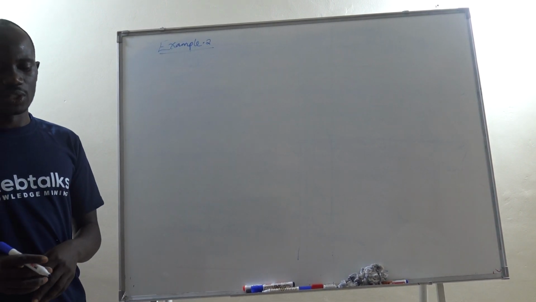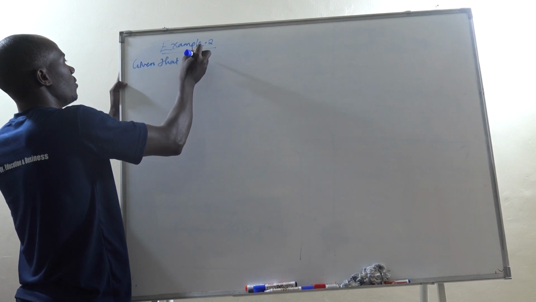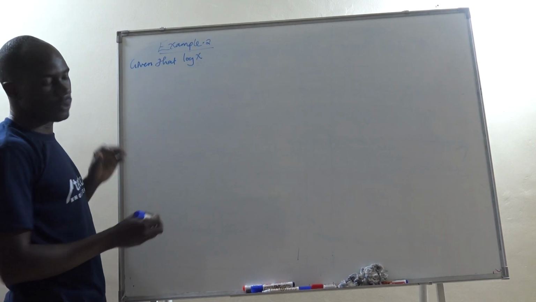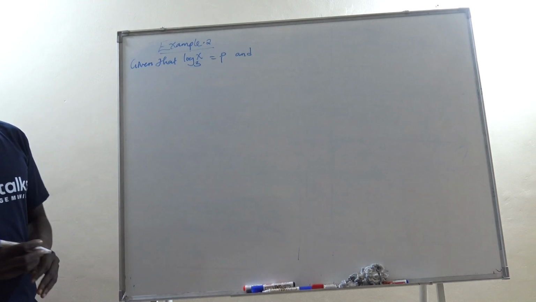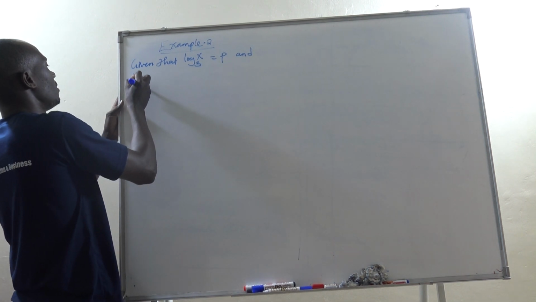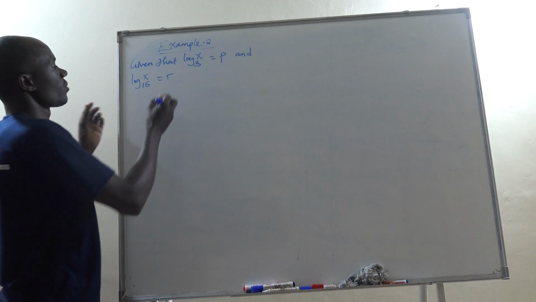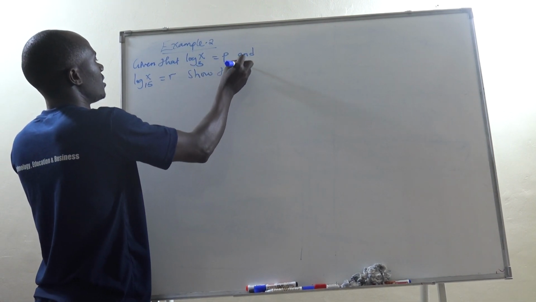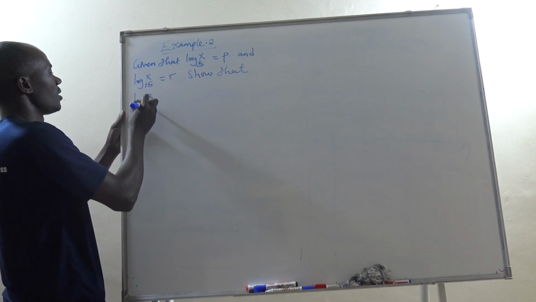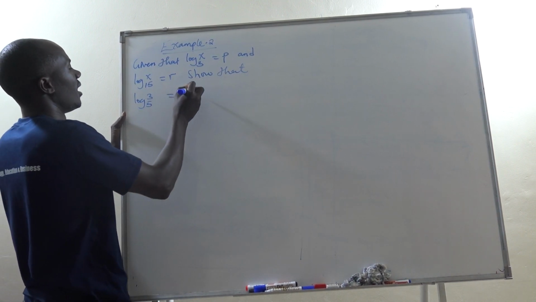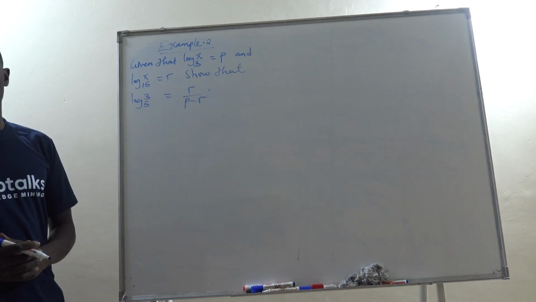Example 2. Given that log of x base 3 equals p and log of x base 15 equals r, show that log of 3 base 5 equals r out of p minus r. That's the question which is on the table, which we need now to look at.